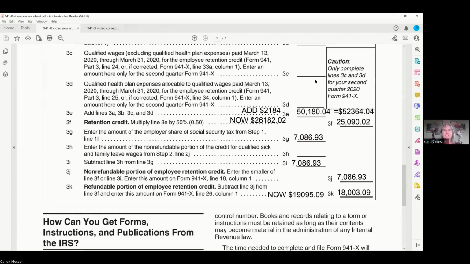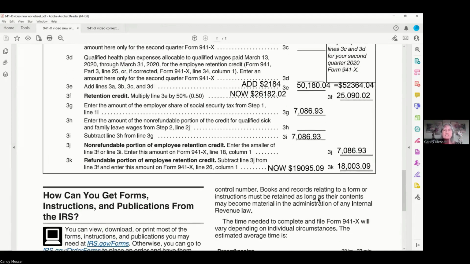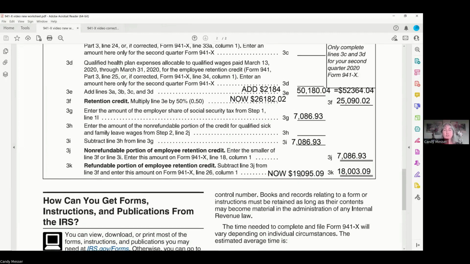Okay, so what we're going to do is say here was the original amount that they were saying they were going to claim. We are going to add $2,184 for tips, which gives us a new total for the qualified wages of $52,364.04. Based on a 50% credit, they now have $26,182.02. Again, the non-refundable portion stays the same. So the refundable portion increases here to $19,095.09. So now we're going to go to the 941X form, again, filling in only what would be changing.